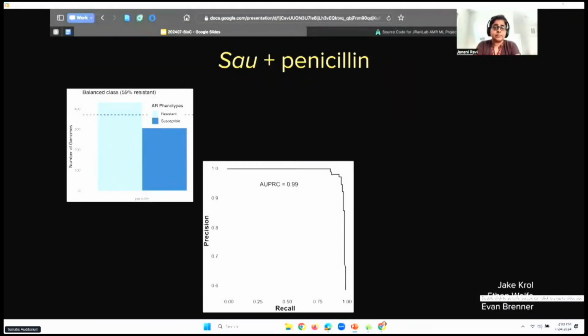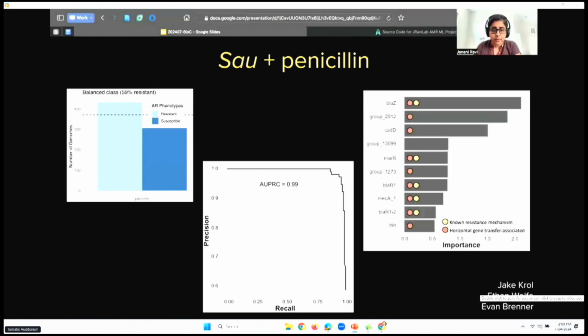So let's take an example. This is Staph aureus, a notorious pathogen, and we're looking at penicillin, which is one of the classic drugs. So initially, this graph here shows the class balance, which is to say how many genomes we have for the resistant and for the susceptible phenotype. And what we have here is the AUPRC, which is the area under the precision recall curve, which is a proxy to say how well the model is performing when it comes to this prediction task, or the classification task more specifically. And this was remarkably good, right? 0.99. So we immediately wanted to see what are the features that are giving rise to such good performance.